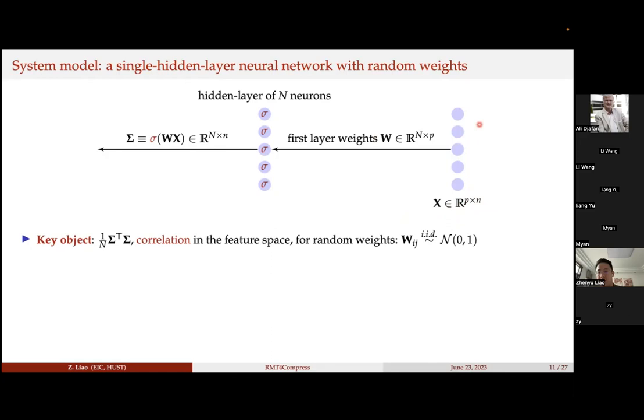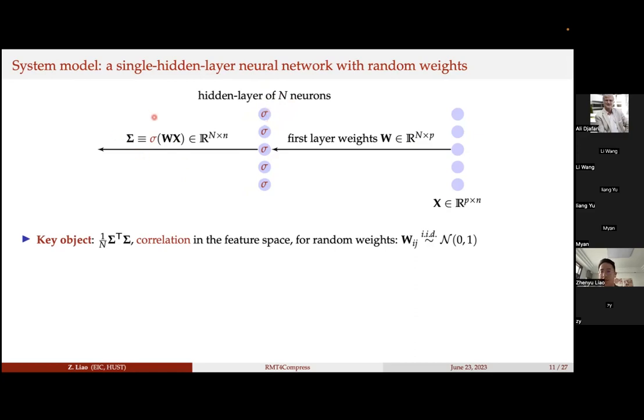And this data is linearly transformed with some first layer weights, this W matrix having N neurons, okay, so the number of rows of this W matrix is capital N and corresponds to a neural network with N neurons. And once we have this WX matrix, it's then passed to this hidden layer having N neurons with some nonlinear activation function. Okay, so I denote it sigma here.